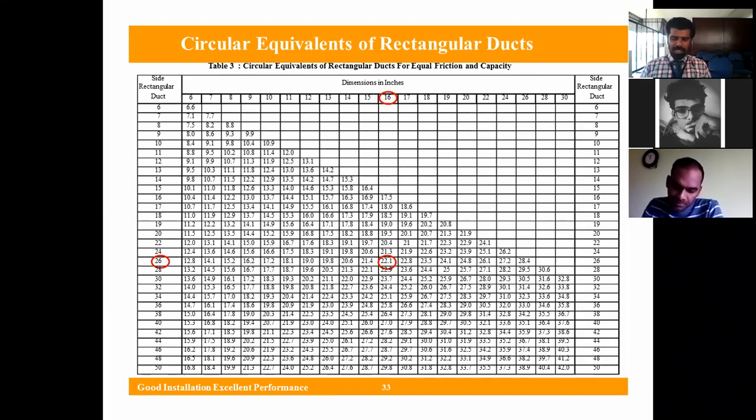And static regain method, only the formula I will be asking you to write. That's fine because practically we are not doing it by the manual method. We are using only the practical method. So don't worry about that. But still, to get a deep understanding about how we are sizing the duct, we have to go with the manual calculation also. That's why I am giving it. Okay.